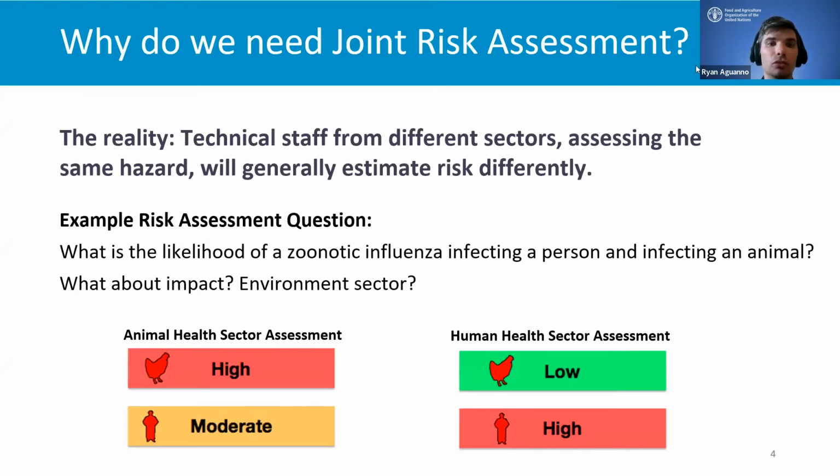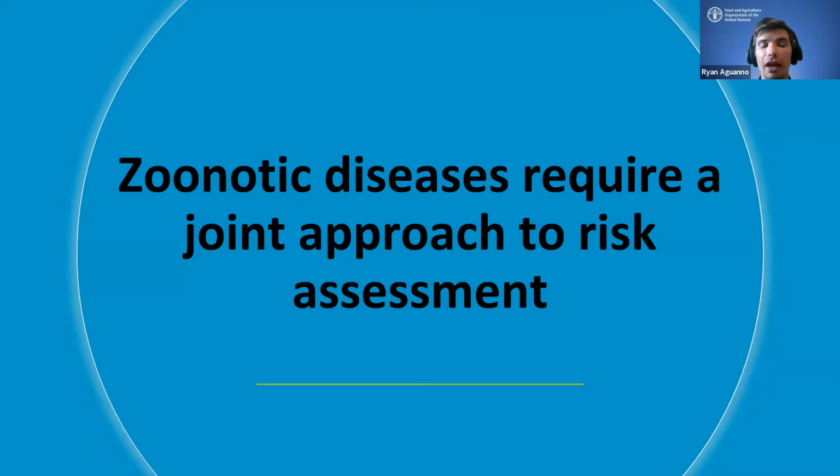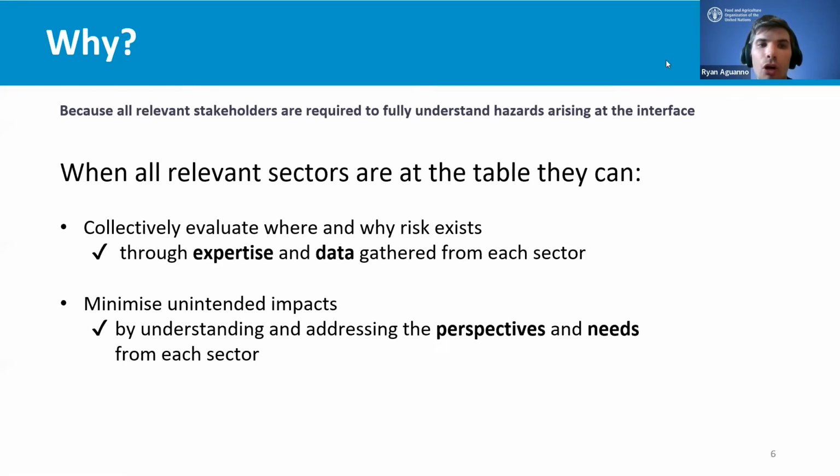So there is a need to do joint risk assessment when we are talking about zoonotic risks. These zoonotic diseases require a joint approach to risk assessment, because all relevant stakeholders are required if we're going to fully understand the hazards arising at the interface. When all of the relevant sectors, which we can summarize as the environmental, animal health, and public health sectors, are at the table, they can collectively evaluate where and why risk exists, using their expertise and the data that they're each gathering from their own sectors. And we're minimizing unintended impacts by understanding and addressing the perspectives and needs of each sector. So when we get into managing the risks later, those unintended impacts can be reduced.